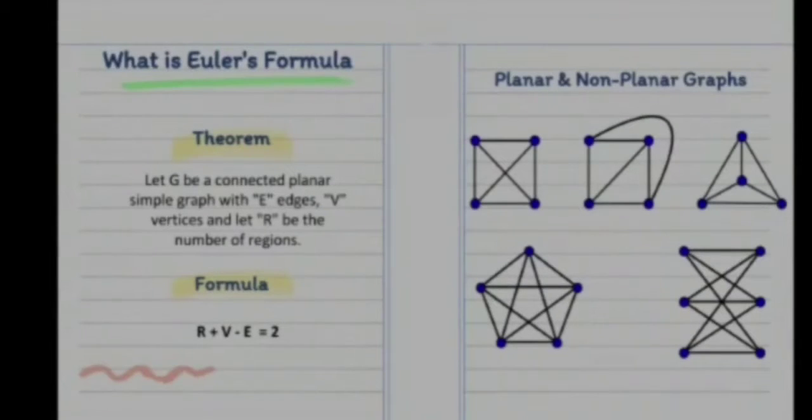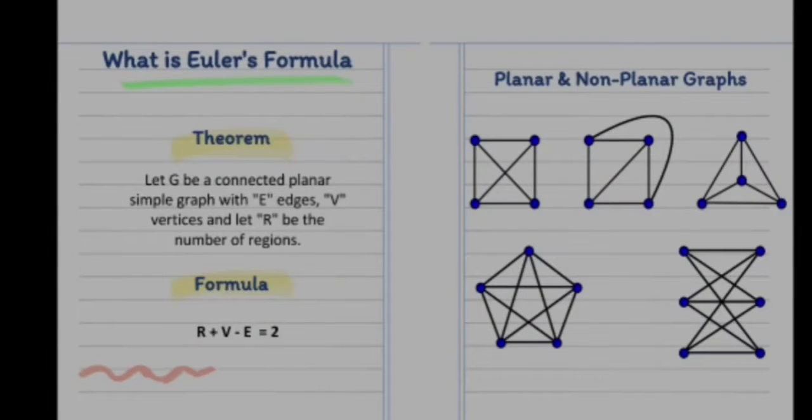What is Euler's formula? Let's read the theorem. Let G be a connected planar simple graph with E edges, V vertices, and let R be the number of regions. The formula is pretty simple. We add up the regions and vertices and subtract the edges, and the answer should always be 2.